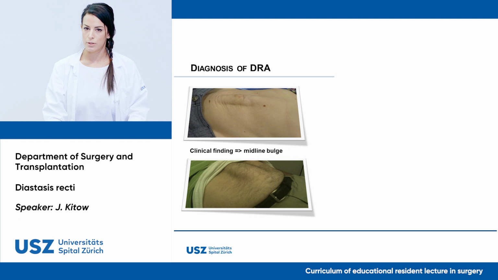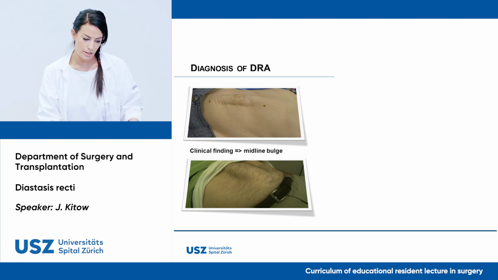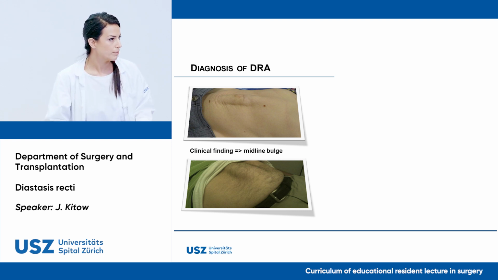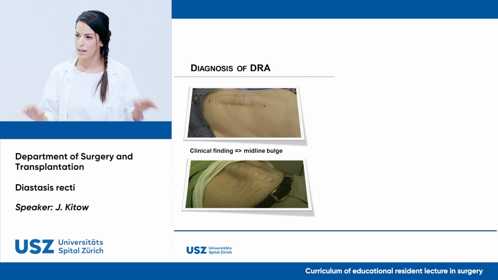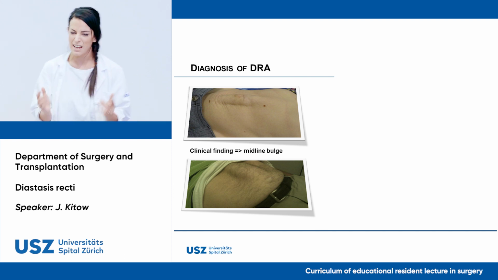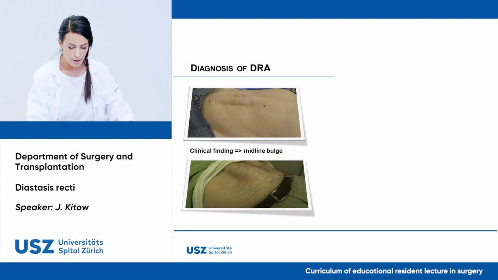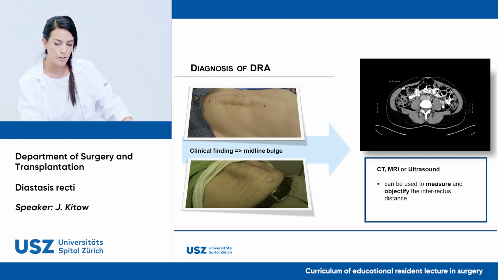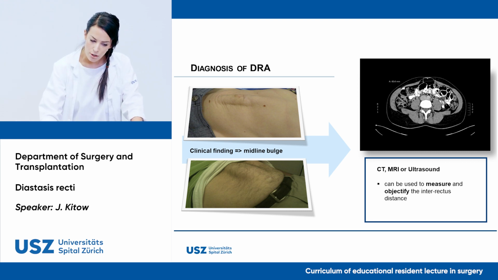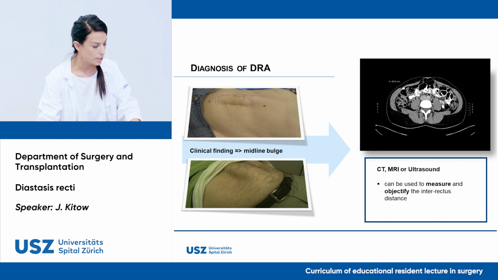Let's come to diagnosis. Actually, the diagnosis of DRA is a clinical one. So if you ask the patient to lay down and lift their heads, you will see this classic midline bulging. This can be objectified in imaging as CT, MRI, or ultrasound. And there you can also distinguish between a rectus diastasis and a hernia, because it could also be an epigastric or infraumbilical hernia, but this can be distinguished on imaging.